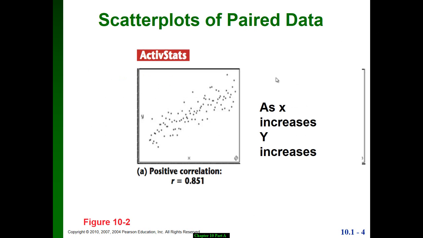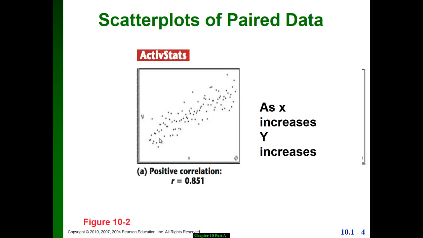Now, let's talk about scatter plots. The scatter plots are basically the same thing you've had before in math. It's just an x and y plot. You're looking at the relationship between two quantitative variables. So when you plot them, you're plotting all these points.